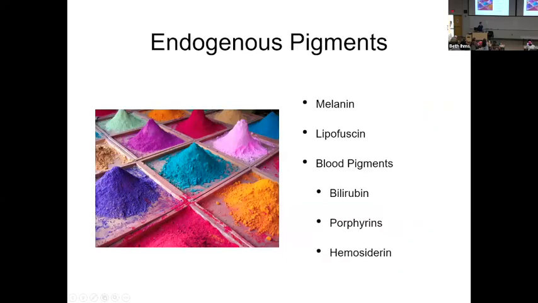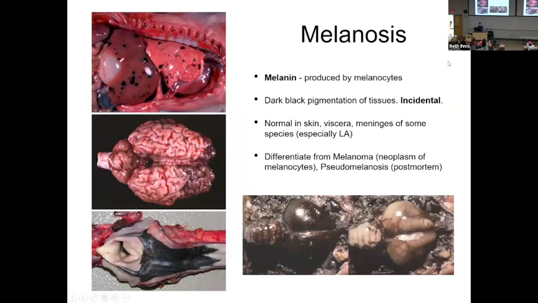And then endogenous pigments. So endo, inside, these are pigments that you are making that can deposit or accumulate. So melanin, lipofuscin, blood pigments. We're going to spend a lot of time talking about blood pigments. By a lot of time, I mean 12 minutes or less.